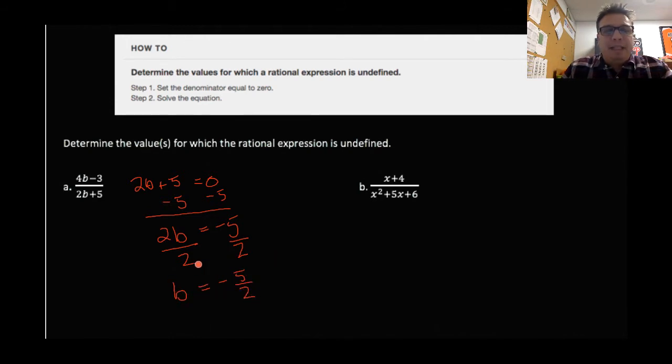So that means this is a value for which my denominator will be 0, because I can't have 0 there. So what we're actually saying is that b is not allowed to equal negative 5 halves.